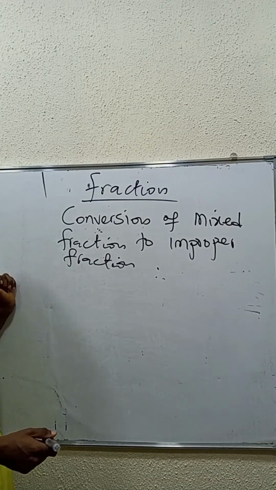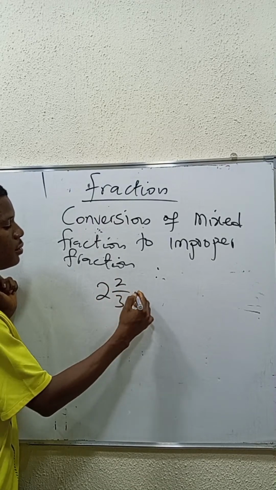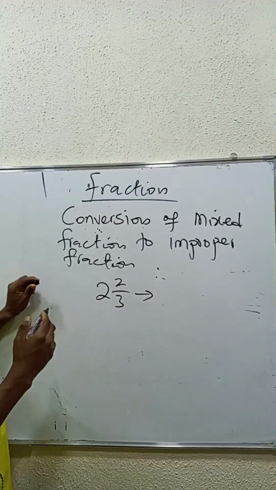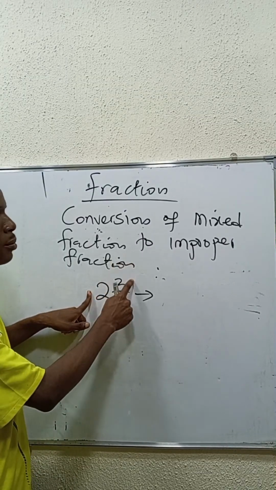So the next one we'll be looking at is, let's look at 2 wholes 2 over 3. We are trying to convert. Still the same method, the whole, the denominator, the numerator.